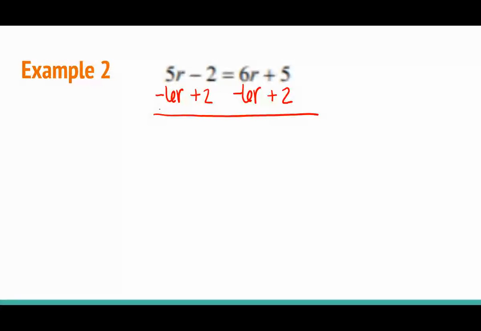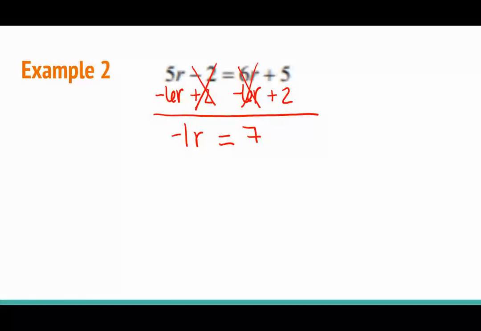So 5 and negative 6, those aren't opposites, so we can't cancel them. But negative 2 and 2 are, so we cross them out. On the right-hand side, 6r minus 6r cancels out. And then we just solve. So 5r minus 6r, so that's just 5 minus 6. 5 minus 6 is negative 1, so we have negative 1r equals 5 plus 2 is 7.